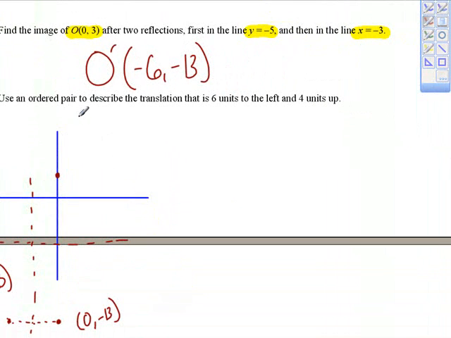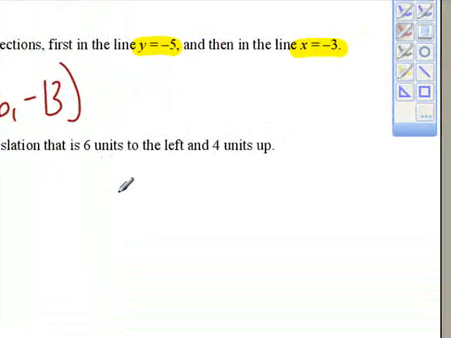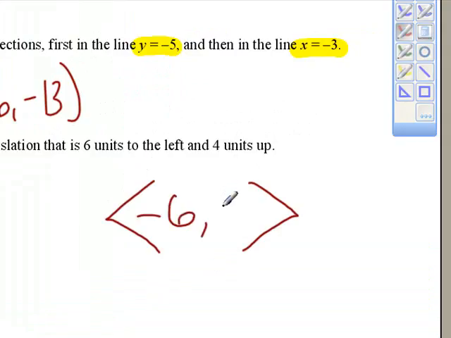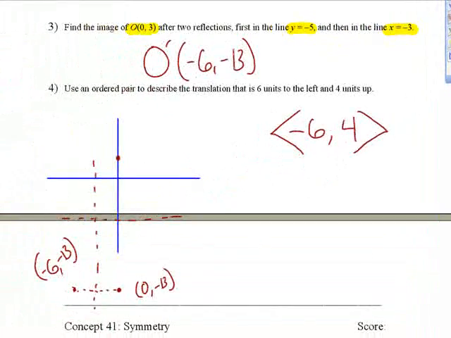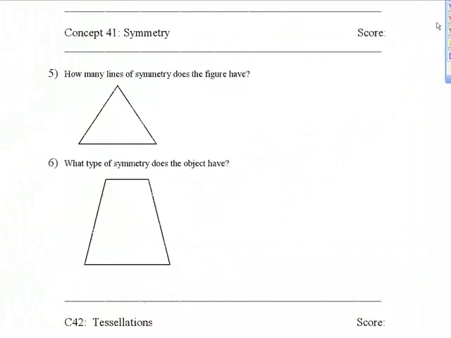How about number 4? Use an ordered pair to describe the translation that's 6 units left and 4 units up. Well, that's just a vector, right? They're asking us to describe a vector, so we need the angle brackets instead of the parentheses. 6 to the left would be -6, and 4 up would be 4. Any questions?